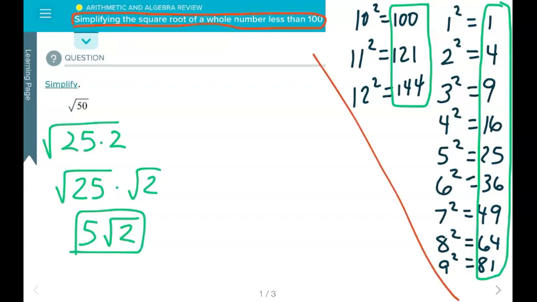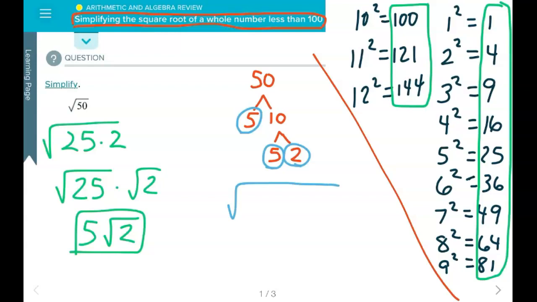The other way is called a factor tree. Write your number that's underneath the radical, and then think of any two numbers that you multiply to get that number. We do not want to use 1, so any others. So you might think of 5 times 10. And then the 5 is prime, so we'll stop on the 5, but on the 10 we can keep going. We can say 5 times 2 is 10. Now, the ends of the factor tree make up your prime factorization. We got 2 factors of 5 and a factor of 2. So instead of writing the square root of 50, we can now write the square root of 5 times 5 times 2.